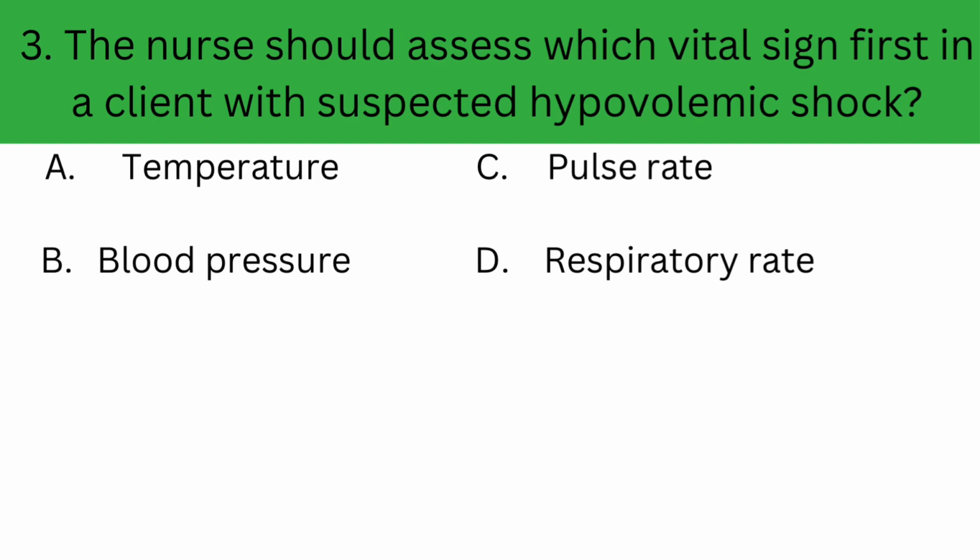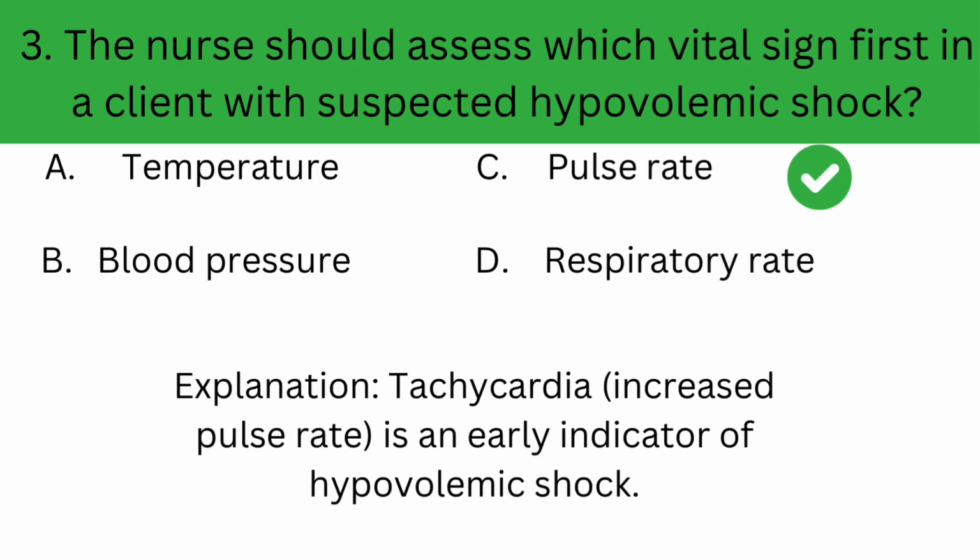3. The nurse should assess which vital sign first in a client with suspected hypovolemic shock? A. Temperature. B. Blood pressure. C. Pulse rate. D. Respiratory rate. Answer. C. Pulse rate. Explanation. Tachycardia, increased pulse rate, is an early indicator of hypovolemic shock.